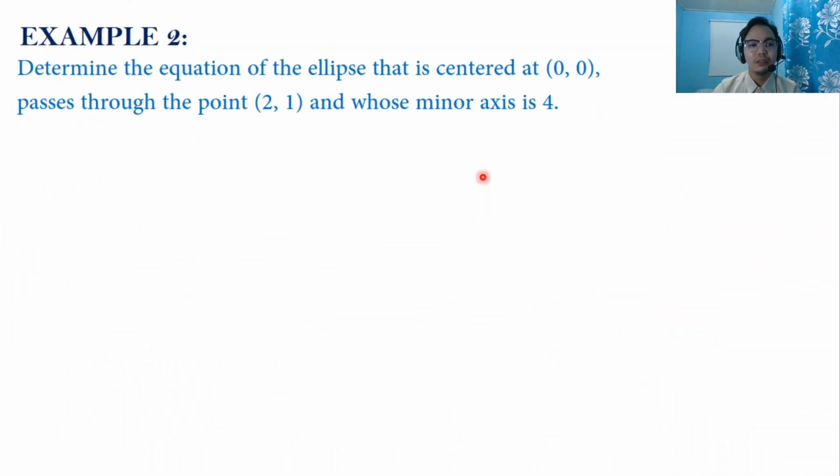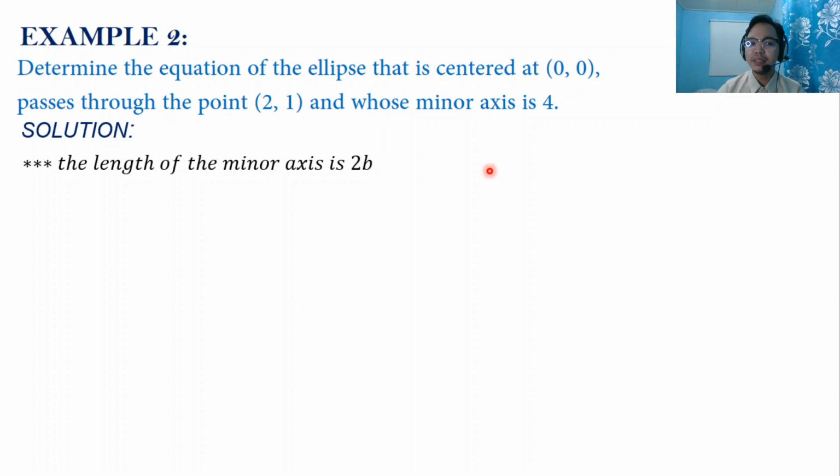For example number 2, determine the equation of the ellipse that is centered at 0, 0, or the origin, passes through the point 2, 1, and whose minor axis is 4. So for our solution, let us remember that the length of our minor axis is 2b. Then 2b is equal to 4 because we are going to find the half of our minor axis for us to be able to find the value of b. So b is equal to 2.